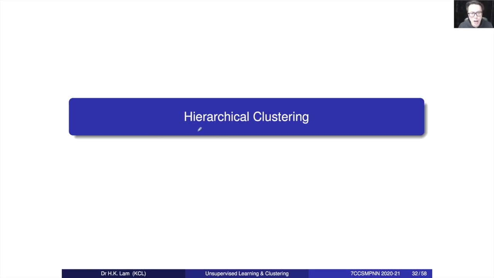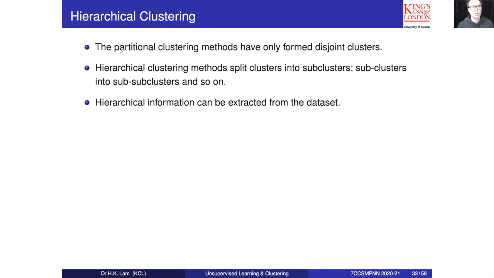So this topic is hierarchical clustering. We move from partitional clustering to hierarchical clustering. As we know, in partitional clustering each sample can only belong to one cluster. But now we are going to talk about hierarchical clustering. That means we are going to split the clusters into subclusters, and then into more subclusters, so we have different levels of the split of the samples. So we need to extract the information before we split the samples.